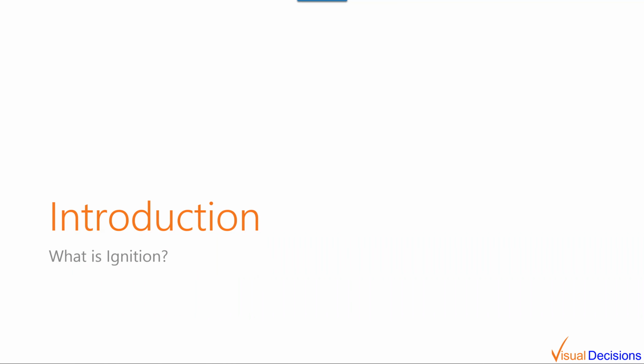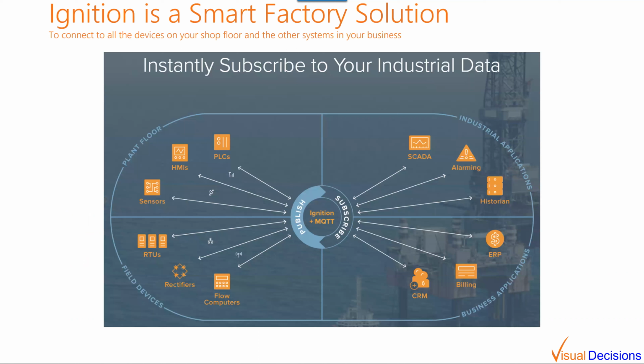To get started, I'll just give a super quick overview of Ignition for those that may not be familiar with the solution. Ignition is a smart factory solution that connects to just about any device or machine on your shop floor, as well as other systems in your business. It can collect the signals coming from the sensors and machines, store that information in a database, display it on screens throughout your operation, send that data to other systems through integration capabilities, or execute workflows in apps built on the platform.